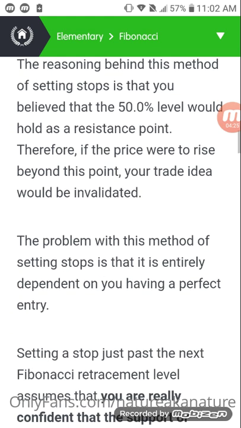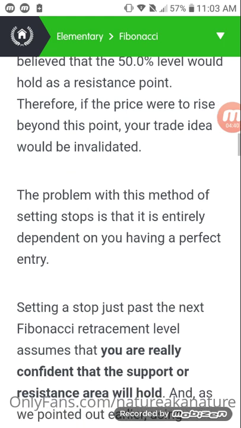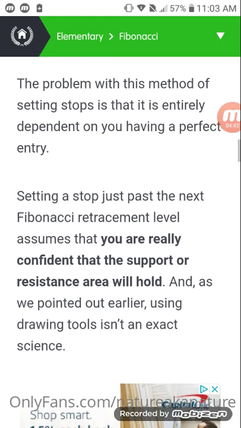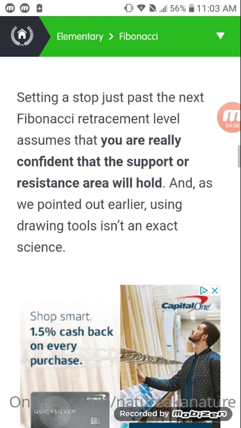You know that. The problem with this method of setting stop loss is that it entirely depends on having a perfect entry. So it's important, just in case price doesn't go to your level, that you at least got your stop loss in there, so you won't lose all your account and all your money. Setting a stop just past the next Fibonacci retracement level assumes that you are really confident that the support or resistance area will hold. If you put it at the 50 level, you're confident that will hold, and you push your stop loss above the 61.8 level, the next level.